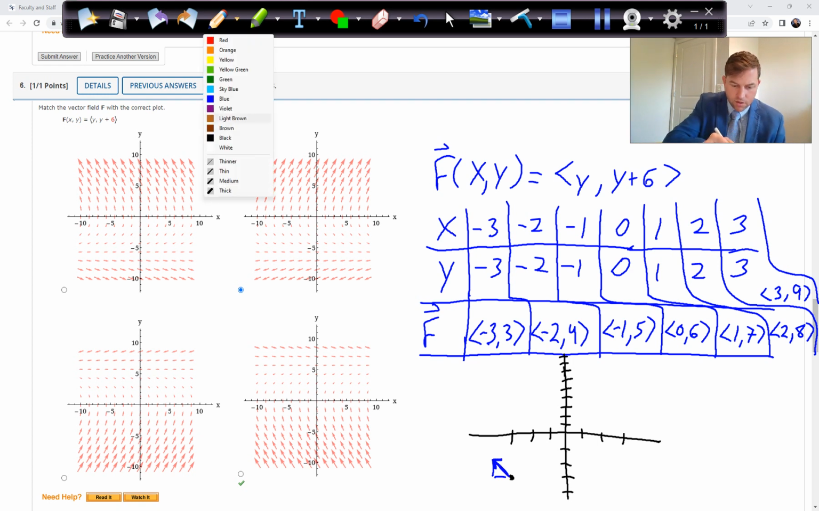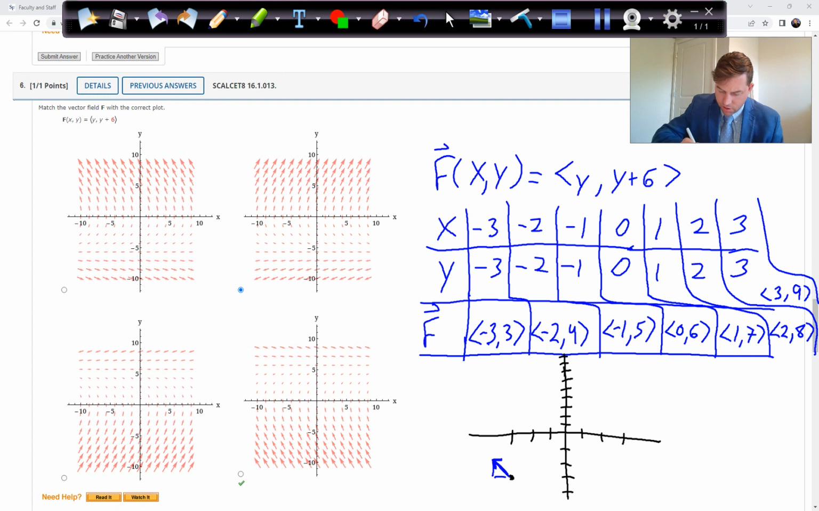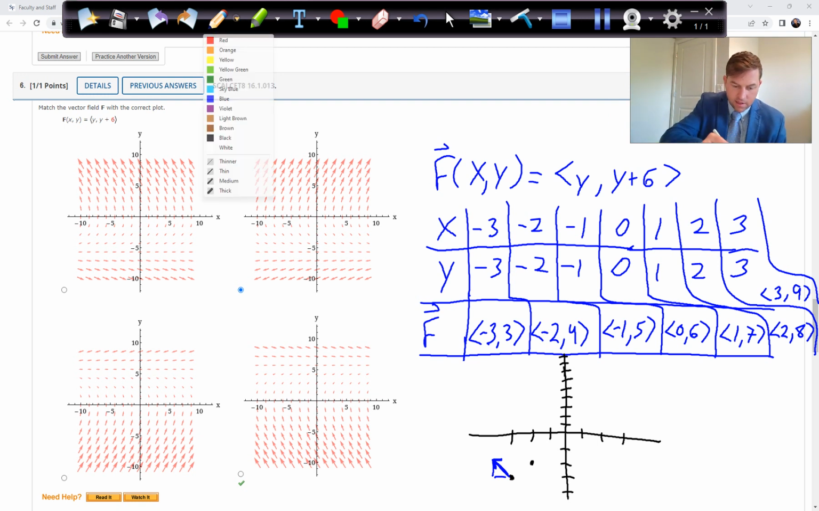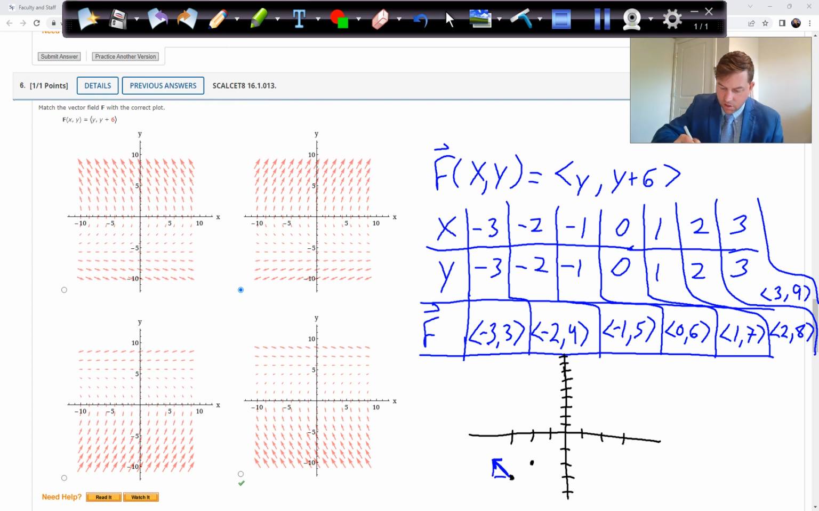Okay, then we go to -2, -2, dots right there. And the vector field now points 2 to the left, 4 up. So it's not as far to the left, and it's a little taller. So it looks like something like this. And I'm not doing these to scale, clearly. I guess I could try to do these to scale.